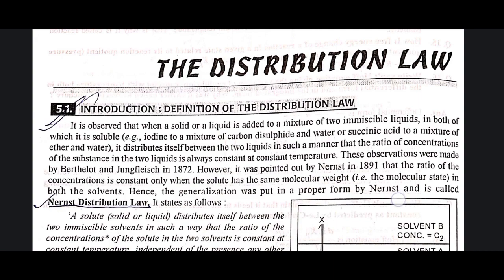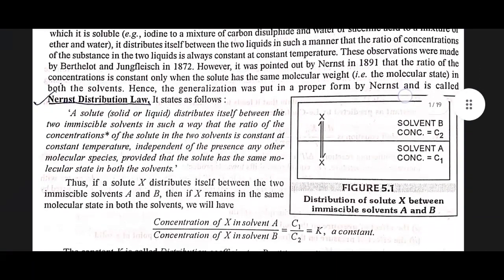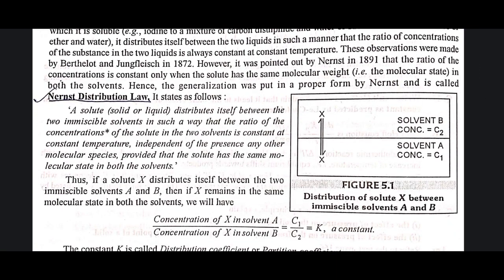It states as follows: a solute, solid or liquid, distributes itself between two immiscible solvents in such a way that the ratio of the concentrations of the solute in the two solvents is constant at constant temperature, independent of the presence of any other molecular species, provided that the solute has the same molecular state in both the solvents.